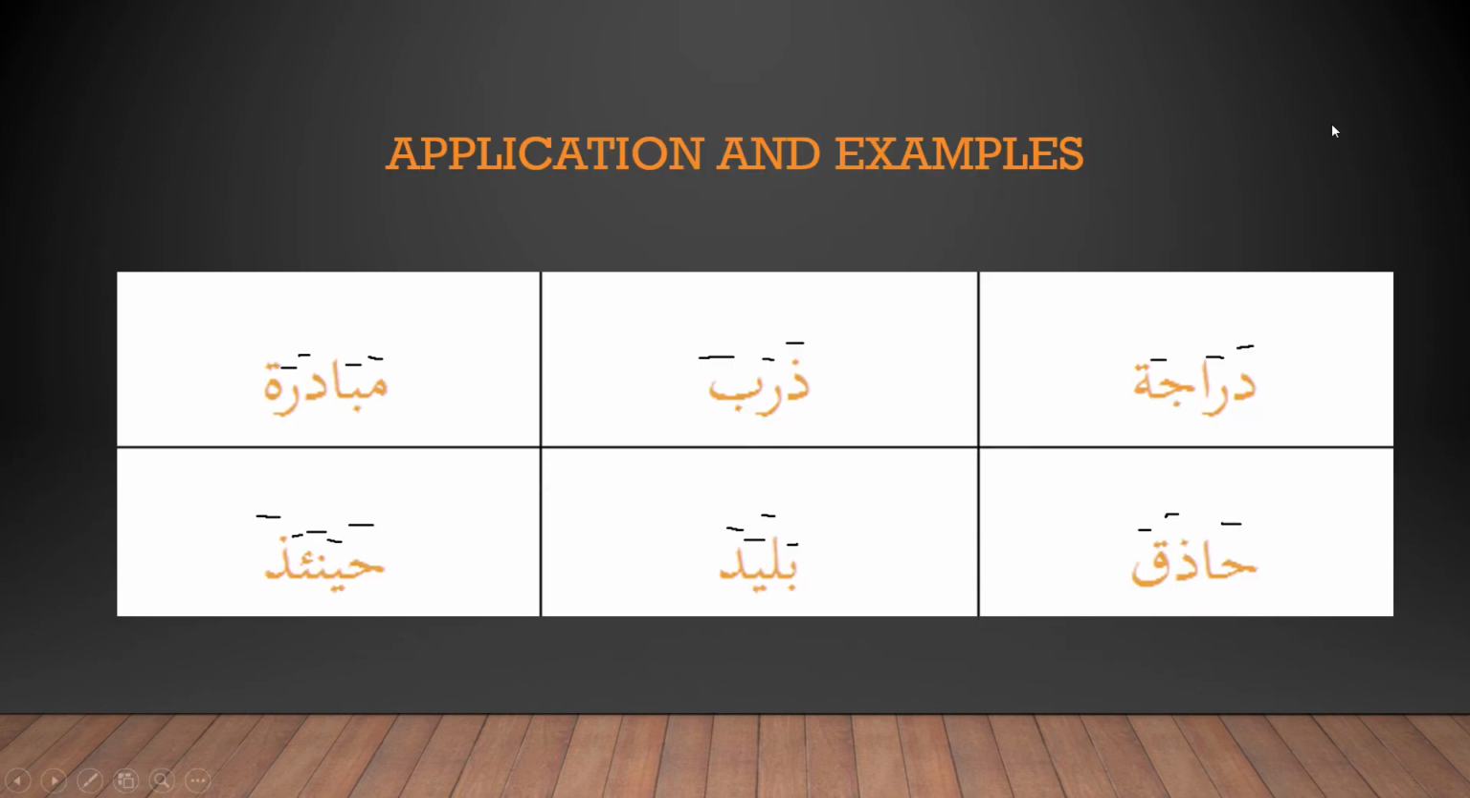So we have learned a lot about dal and zal today. Now let us see how it looks in the Arabic text. Dal, fatha, da. Ra, fatha, but there's also an alif, so ra. Da, ra. Jim, fatha, ja. Da, ra, ja. Zal, fatha, za. Ra, fatha, ra. Za, ra. Ba, fatha, ba. Za, ra, ba.